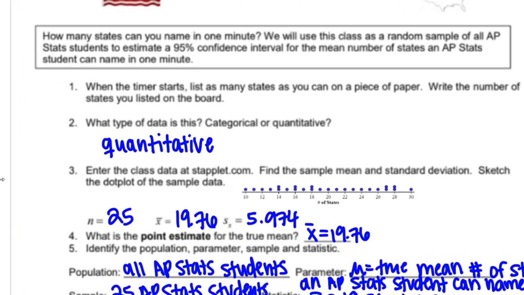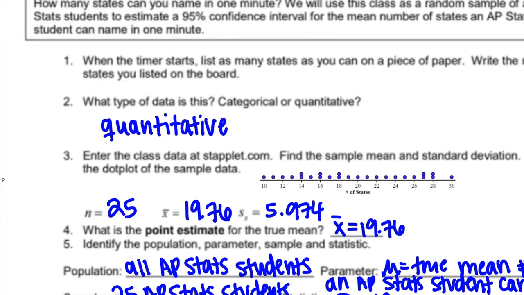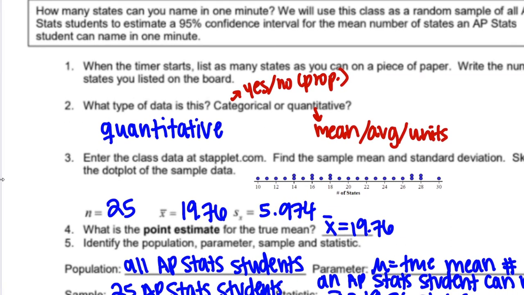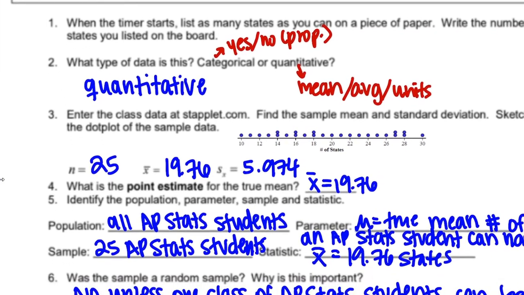Okay, so let's debrief this whole activity. What type of data is this is the most important beginning, because last unit we did all categorical data with proportions. Proportions are categorical. You can answer the question with a yes or no. So I'm just going to remind us of that. Then quantitative is when you have a mean or an average, and I like to just think like if there are units, it's quantitative. Number of states is the units. So with number 3, we have all that.